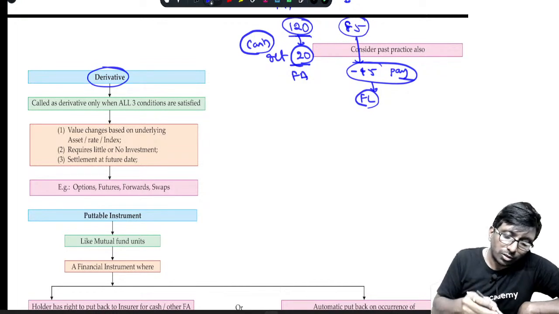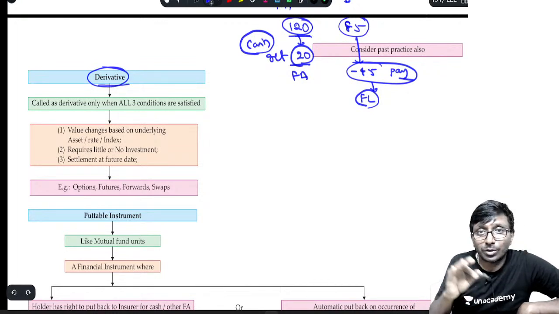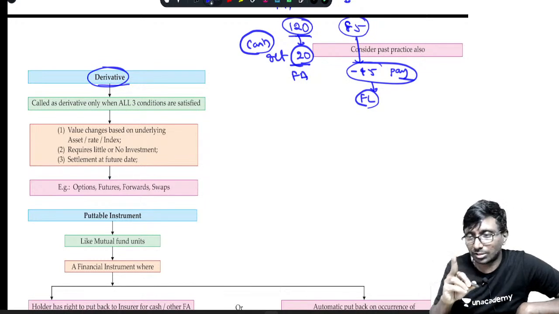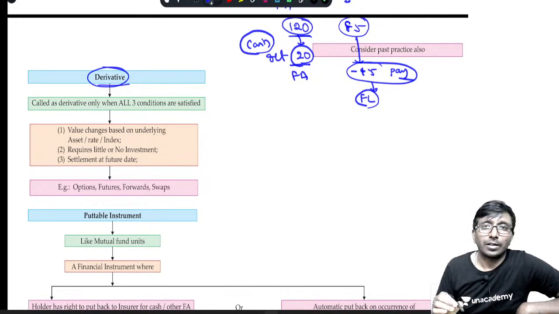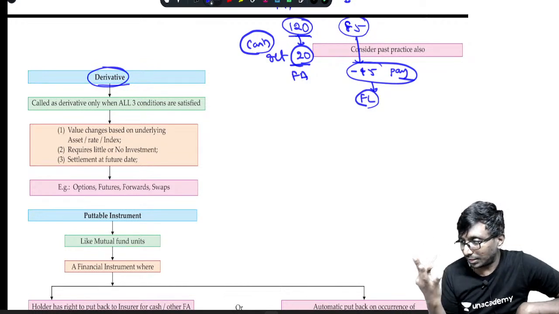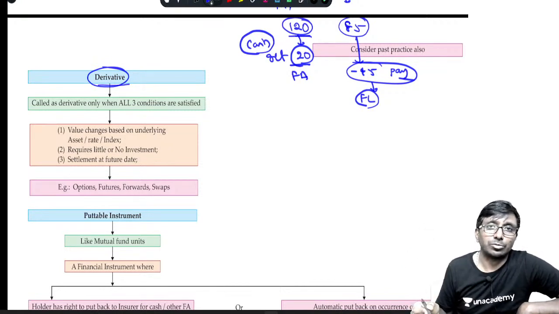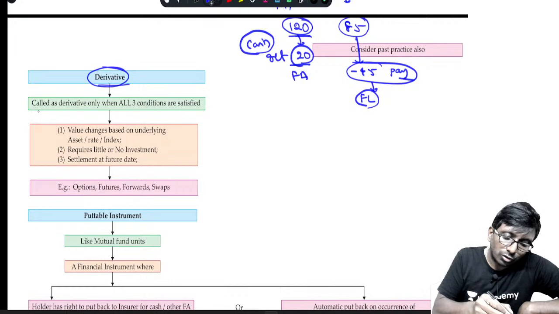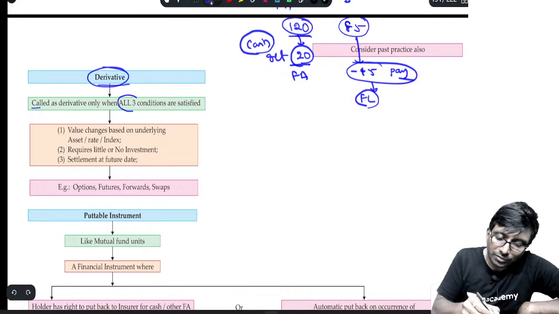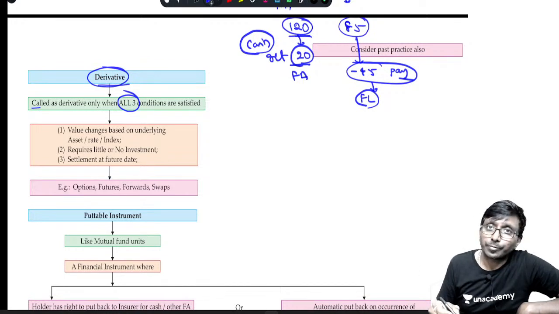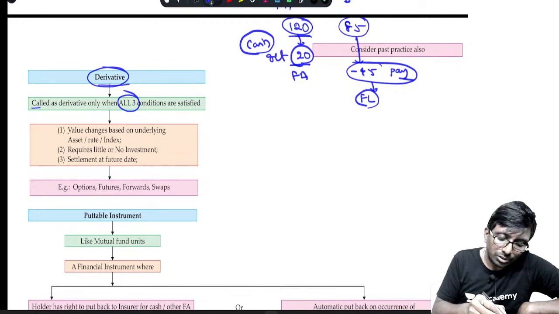Right. First, a derivative. When do you say an instrument is a derivative instrument? They have given one definition with three conditions. If you satisfy all the three conditions, then I say it is a derivative instrument. Otherwise, it is not a derivative instrument. So when do you call it a derivative? When you satisfy all the three conditions. Got it?